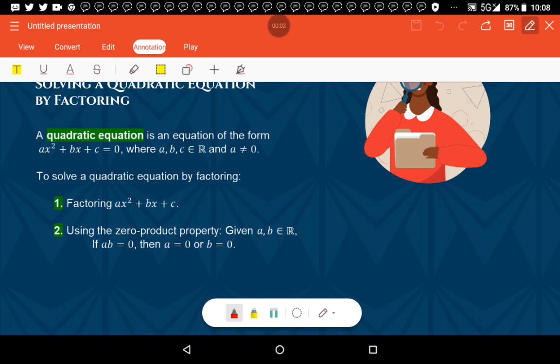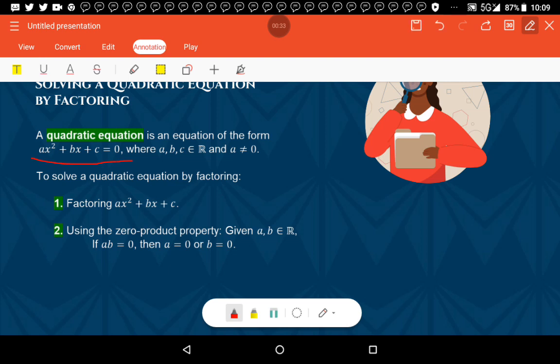So you're welcome to this tutorial session, and our focus for today will be on how we can use the quadratic formula, the general formula, to solve a quadratic equation problem.